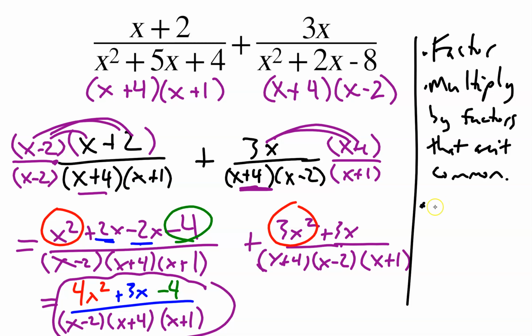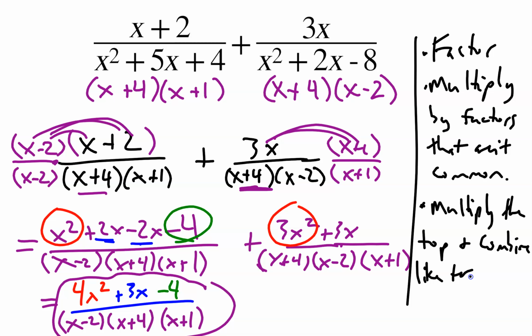so that at the end, all I have to do is multiply the top out and combine like terms. So it's not the easiest thing we've ever done probably, but I think it is something with some practice that we can be pretty good at. And it's more factoring to practice.